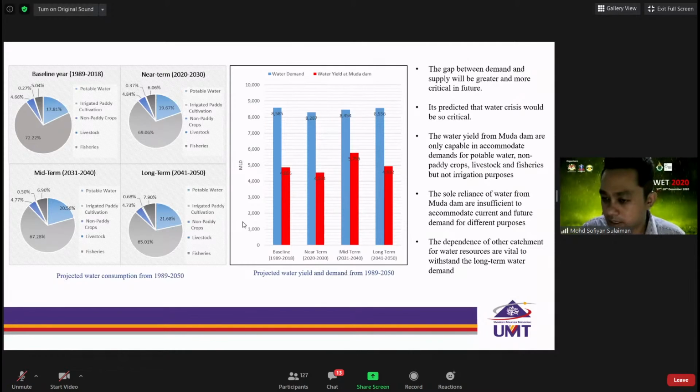But if you can see from this graph, the yield of water coming from the Ulu Muda Forest Reserve is quite massive. Almost half of the water demand for the whole Kedah can be accommodated by the water coming from the Ulu Muda Forest Reserve. And from this figure as well, we can say that sole reliance on water from Ulu Muda Forest Reserve is not so viable. So we need to take care of the other water resources coming from the other river basins and other river catchments as well.